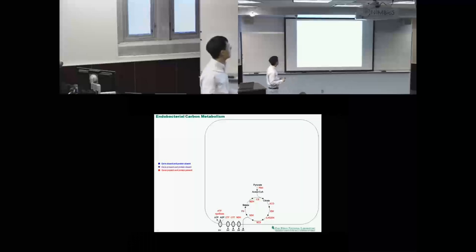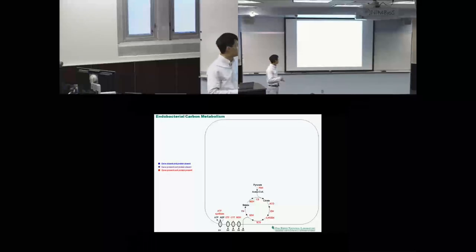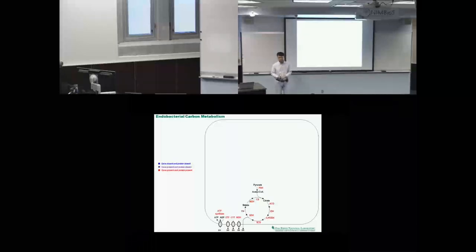So this is the carbon metabolism of the endobacteria. We have three categories. One is that the gene is encoded in the genome, and we also identify this protein in this condition. That means the endobacteria is probably carrying out this reaction. In the second category, the gene is encoded in the genome, but we didn't identify it by proteomics. That means the endobacteria can do this activity, but it may not be doing that in this particular condition. And finally, the gene is absent, and the protein is also absent. That means the endobacteria lost its function.